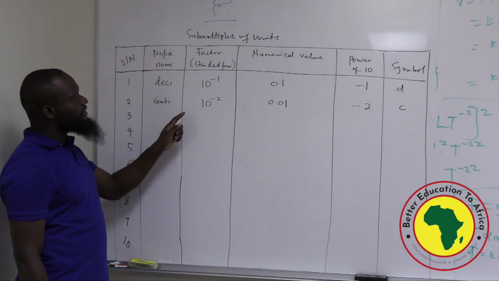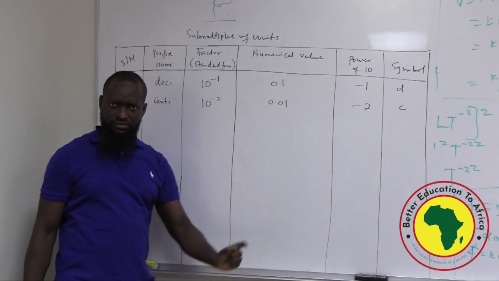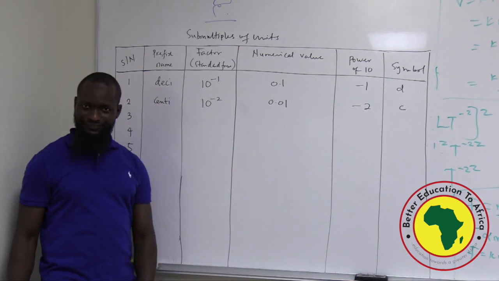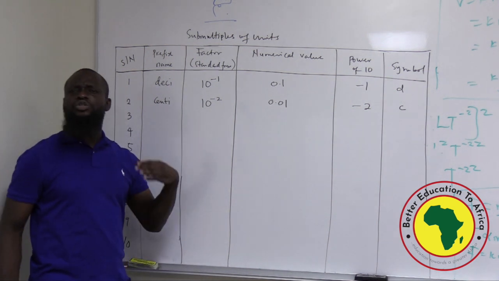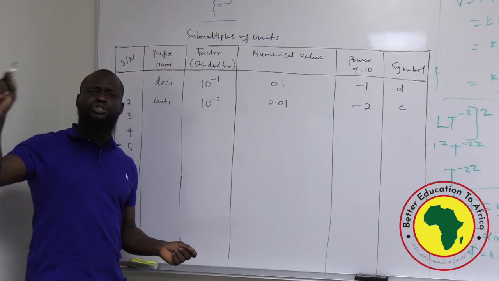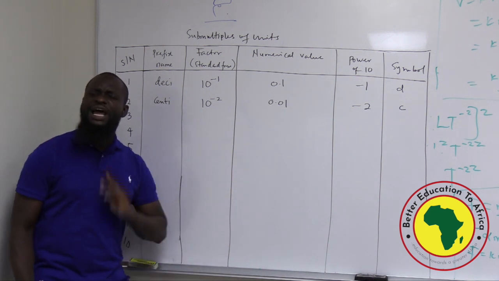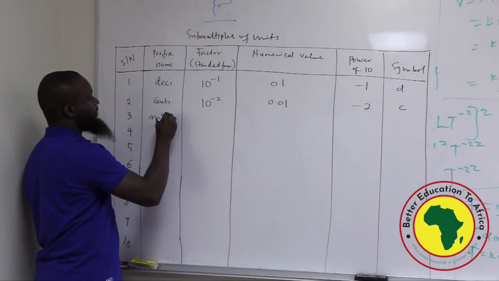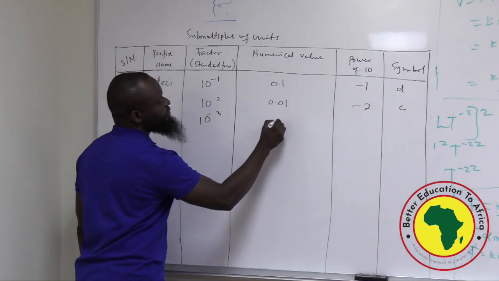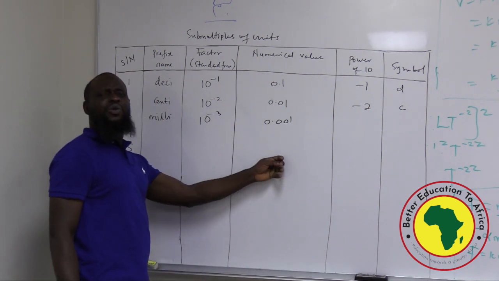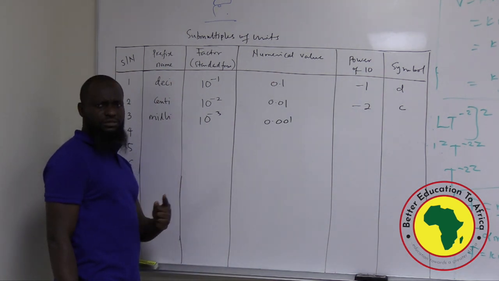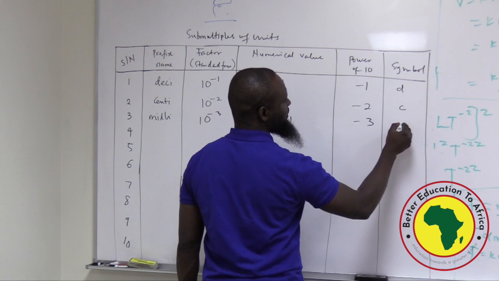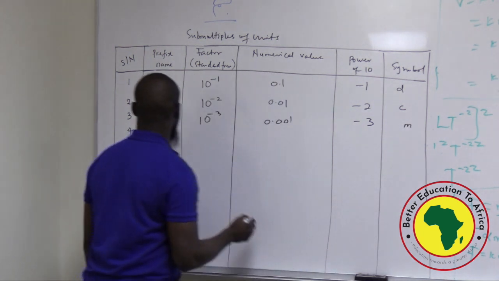So if somebody moves 0.1 meters, instead of saying that, I say the person moved 1 decimeter. These names help us: instead of mentioning all the 0.000s, we just mention the name and it gives us that power immediately. Centi. Milli is 10 to the minus 3, 0.001. So instead of saying 0.001, I say 1 millimeter, 1 millisecond, 1 millikelvin, 1 milli whatever. Power of 10 is minus 3, symbol small m.